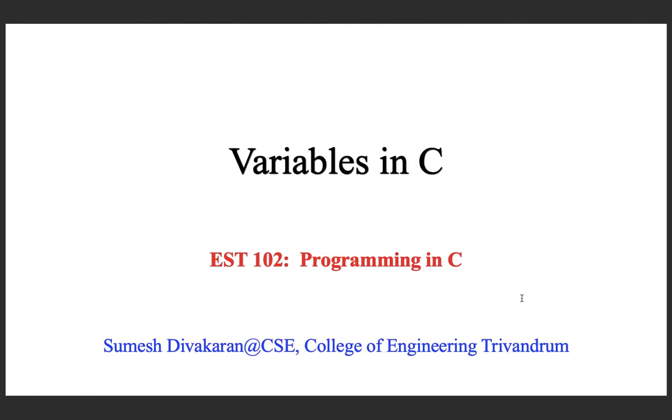Now, we are discussing the C programming language, and we have seen the character set of C, identifiers in C, data types in C, and constants in the C programming language. And the agenda for today is variables in C.